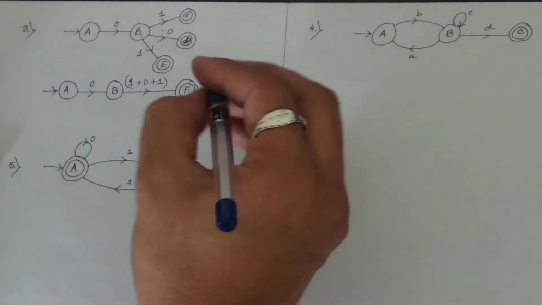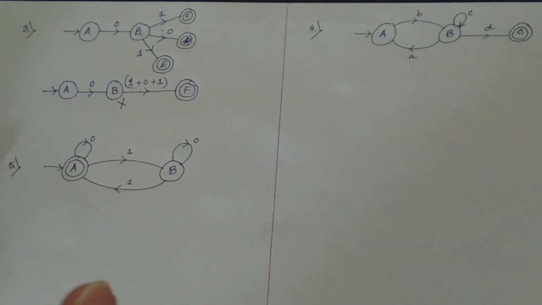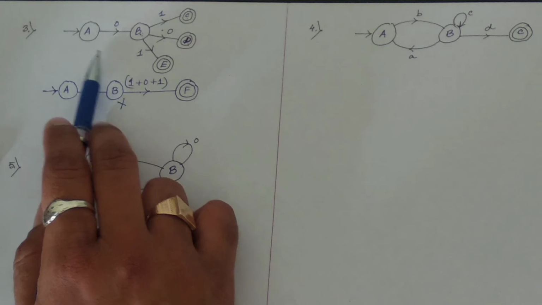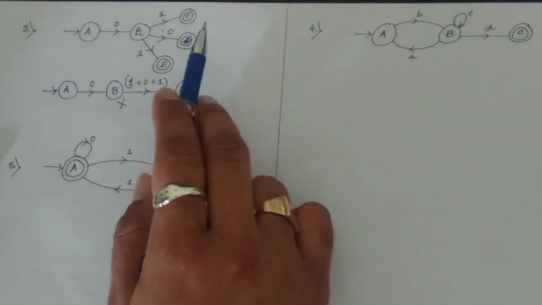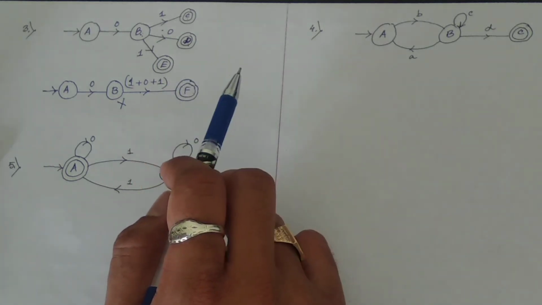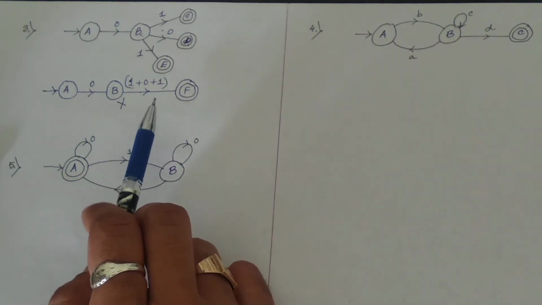Now what do I need to do? I need to eliminate this state B. The initial step is always clear: we have to check that from the initial state there should not be any incoming edges. There is none. The second step says that from the final state there should not be any outgoing edges. There are no outgoing edges. So I have directly jumped over to this, which is actually step number 3.